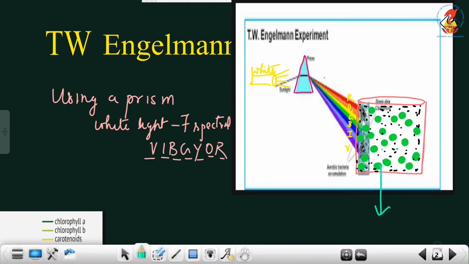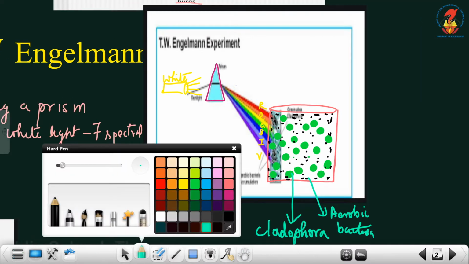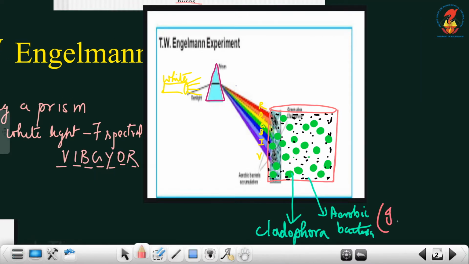I am just marking the parts. The green stands for Cladophora. It is an algae, and the black dot stands for the aerobic bacteria. So, you can understand why aerobic bacteria is used. It could have been anaerobic bacteria. Here the aerobic bacteria acted as an indicator of oxygen evolution, to detect wherever oxygen is present.